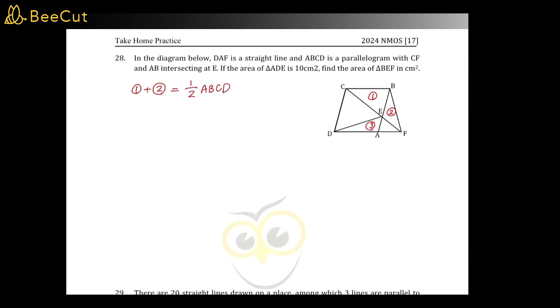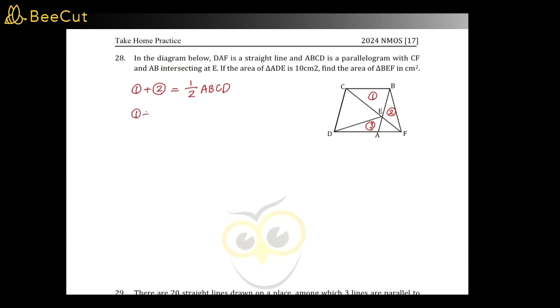Okay, because they share the same base. The base is BC. And if you draw the height, this is the height. They also share the same height. So for the triangle is base times height divided by 2. The parallelogram is base times height. That's why the triangle equals to half of the parallelogram.